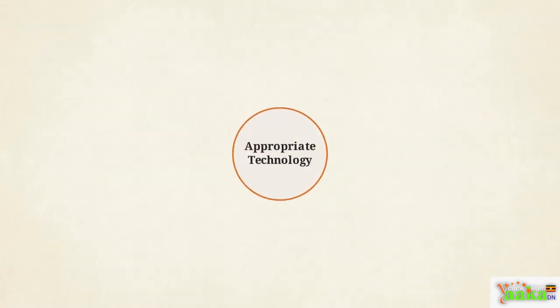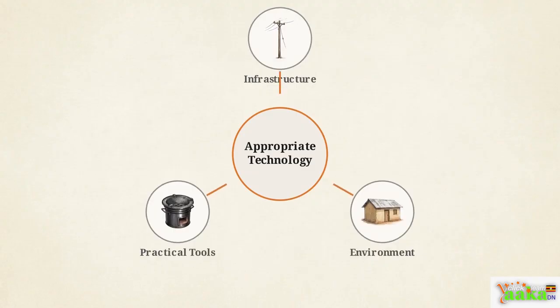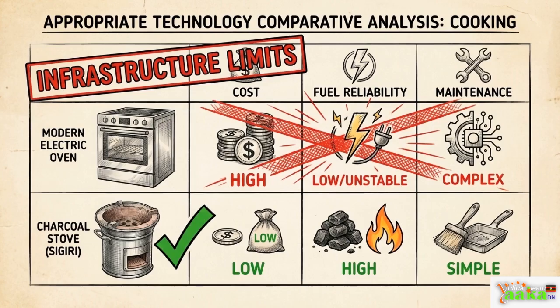Selecting equipment for these zones is guided by appropriate technology, choosing tools based on local environmental reliability. This comparison matrix evaluates a high-end electric oven against a locally made charcoal stove. When a home has an unstable power grid, the electric oven fails the reliability test, while the charcoal stove earns a checkmark for being a more practical tool.